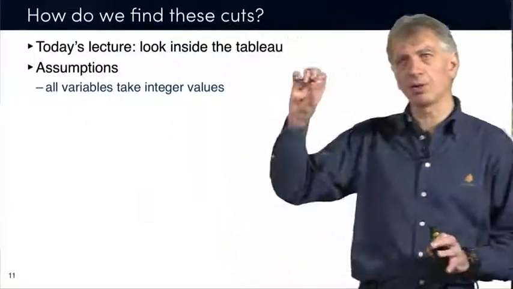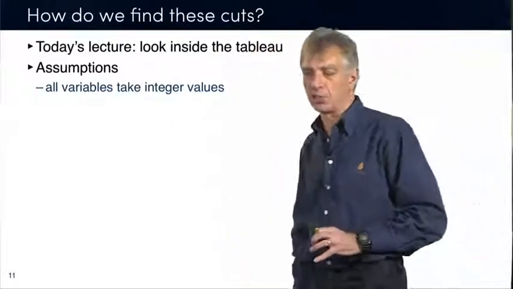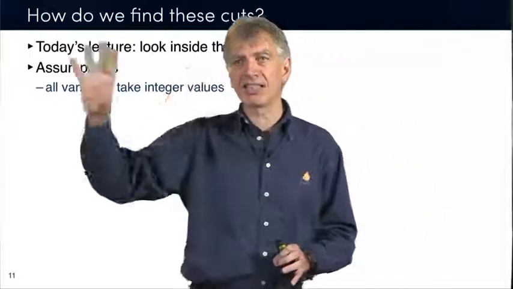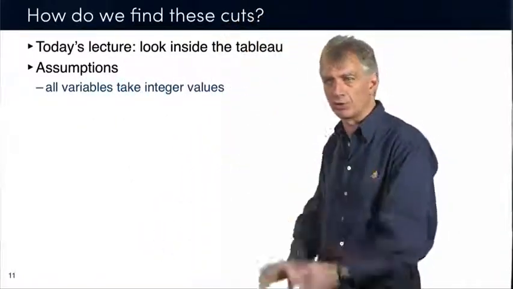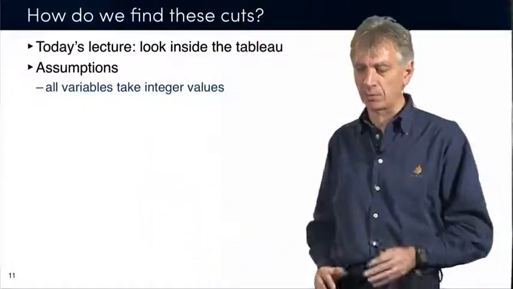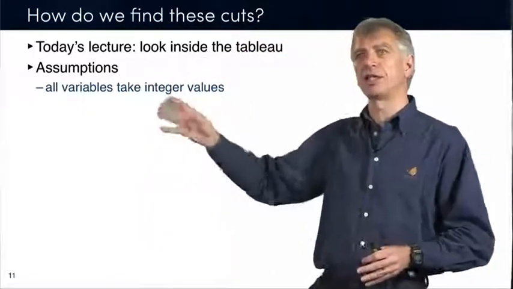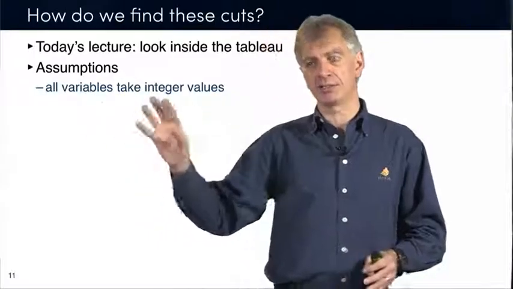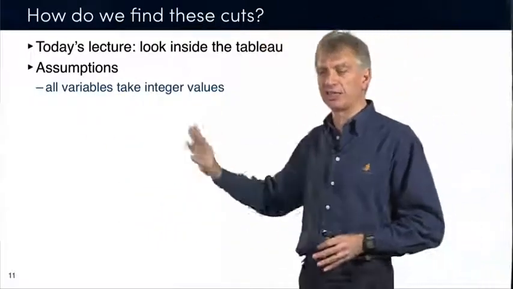Okay, what we're going to do today is look at one way, which are these Gomory cuts. They are syntactic in the sense that the only thing we're going to do is look at the tableau and derive the cut from the simplex tableau. The assumption I'm going to make here is very simple: all variables take integer values.